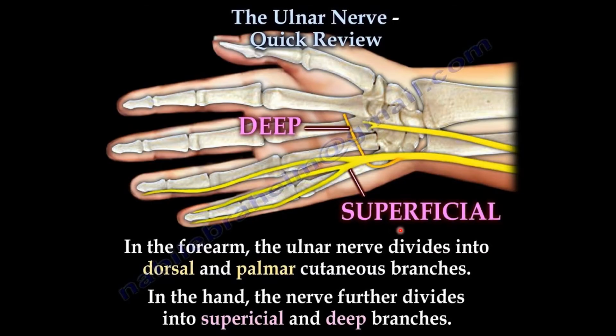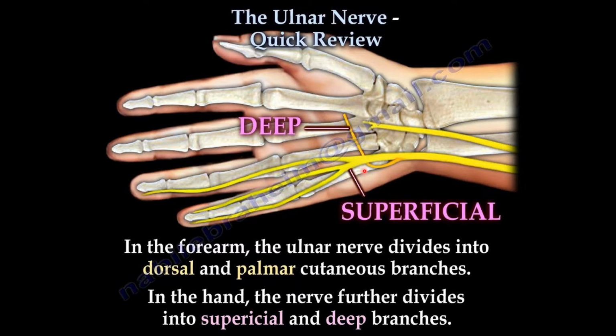So here we can see the ulnar nerve in the forearm. This is the ulnar nerve, which is always on the medial side. It divides into the dorsal and palmar cutaneous branches in the forearm. The palmar cutaneous branch goes into the palm, and the dorsal branch runs on the dorsum of the hand. And in the hand, the ulnar nerve also divides into the superficial and deep branches.